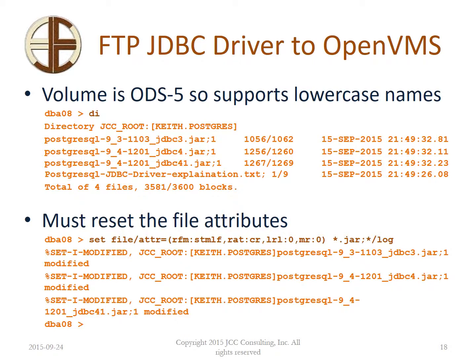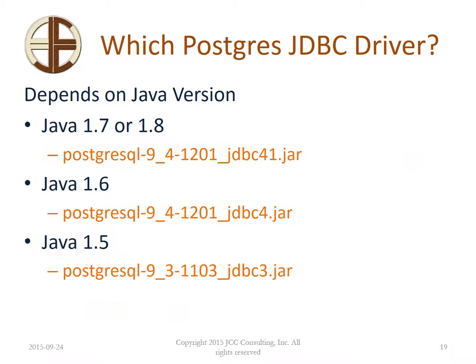Now, anytime you FTP a jar file, a Java jar file to VMS, you need to reset the file attributes with the set file attribute command I have here. I include this anytime I'm doing a presentation like this because I don't remember the syntax, so I just need to remember where it is I have examples of the syntax.